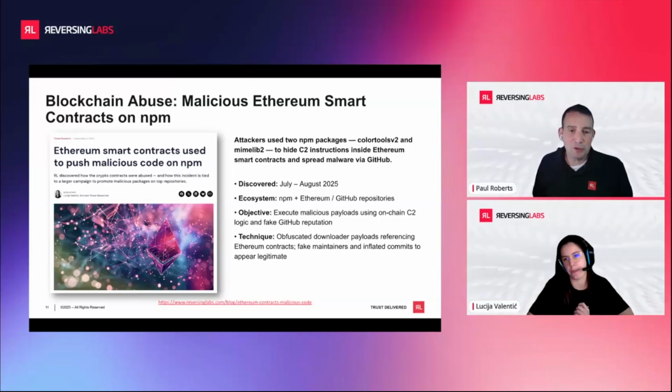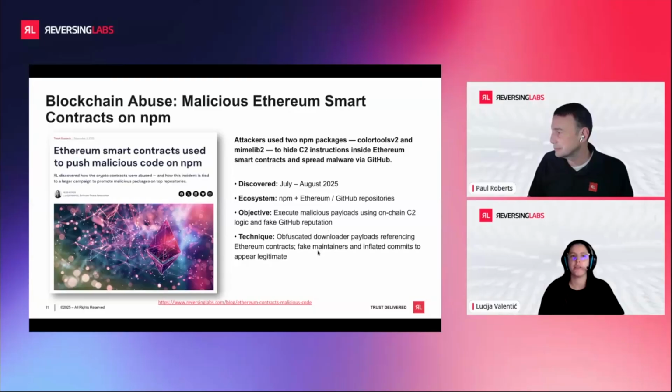And for folks who aren't deep into blockchain and cryptocurrency, just explain briefly, smart contracts, what are they? What function do they have? So smart contracts are kind of like small programs, and they can be used as open source APIs. So you can use them in your projects. You can write code there. And of course, we have seen for the first time they are abused even in malicious content.